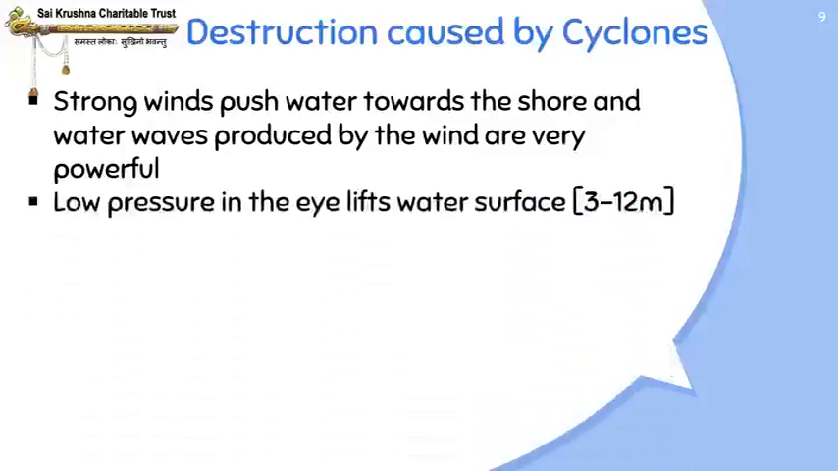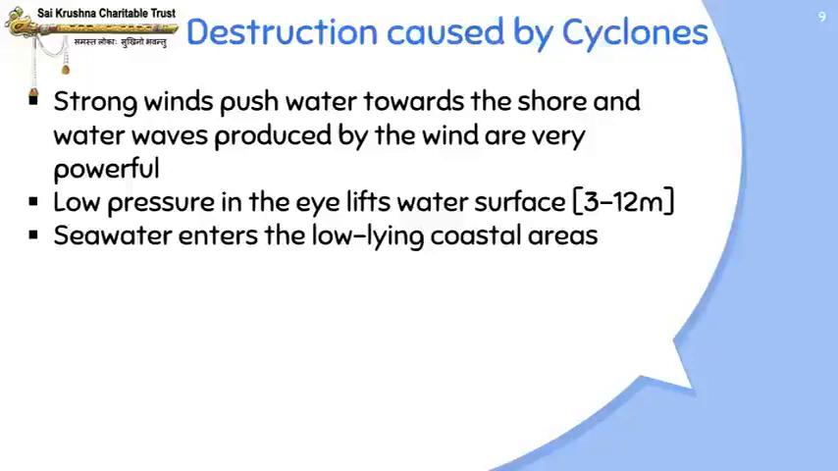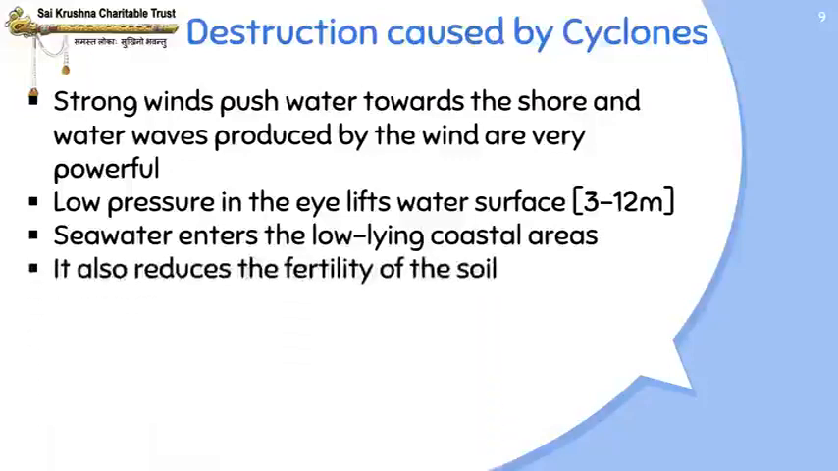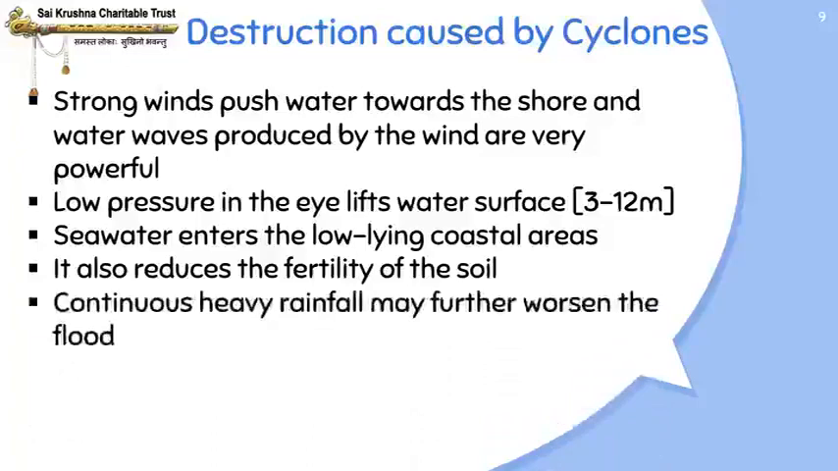The low pressure in the eye lifts the water surface from the center, and it can be as high as 3 to 12 meters. Sometimes it appears like a water wall is moving towards the shore, and as a result of that, seawater enters the low-lying coastal areas, which causes severe loss of life and property. It also reduces the fertility of the soil. Along with this, because there is continuous heavy rainfall, it further worsens the flood situation.